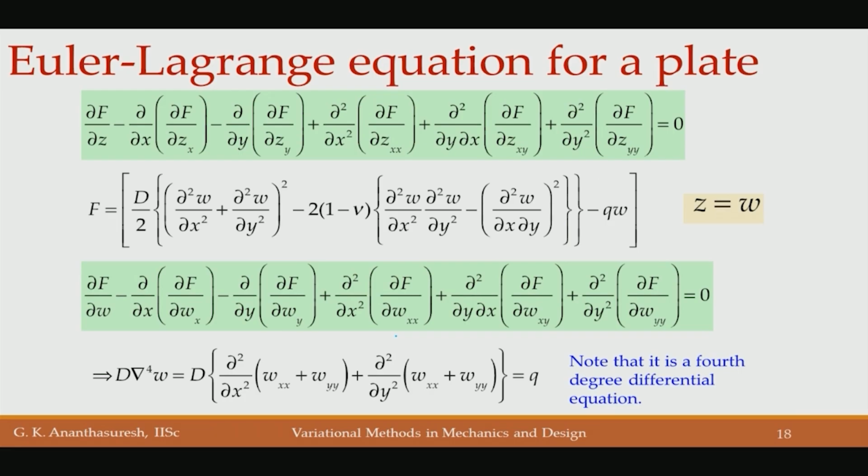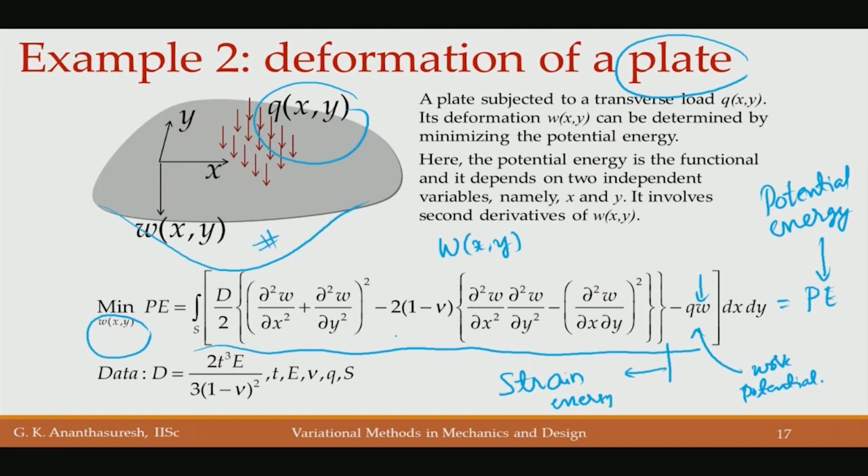By the way, here D is the plate modulus which is given by this, T is the thickness of the plate, E is the Young's modulus, and nu, another material property, is what we call Poisson ratio. Okay. With all of those, we have an integrand that depends on W and its second derivatives.